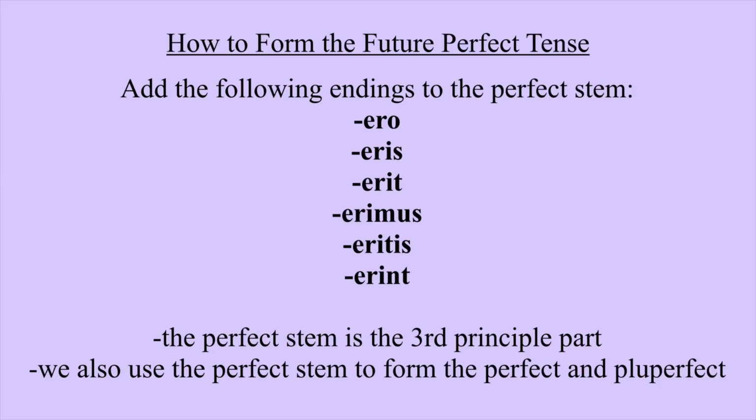So how do we create this tense? We take the perfect stem, which is the third principal part, the one we use when we create our perfect and pluperfect verbs. We take the perfect stem and then add the following endings: ero, eris, erit, erimus, eritis, erint.